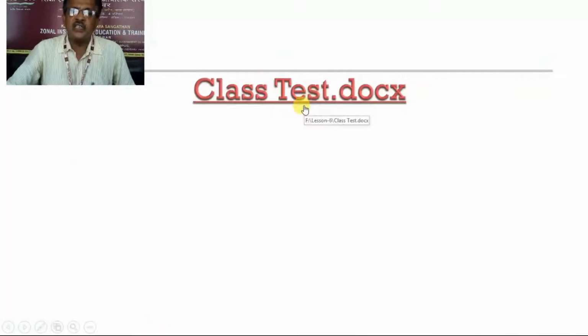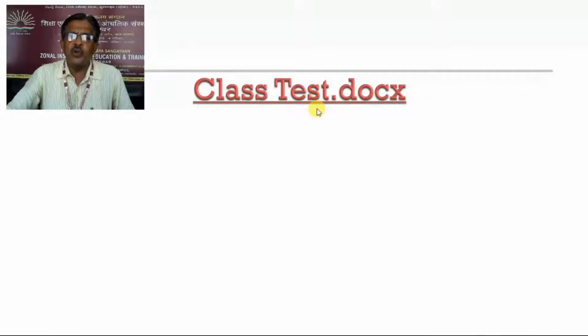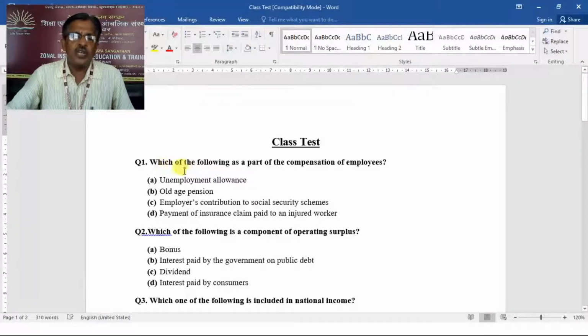So there is a class test for all of you. Please see this test. I will request you to open your notebook and note down the answer to the question, and later on you verify the answer which I will be giving you towards the end of this session. So you see, which of the following is a part of the compensation of employees? You see these options.